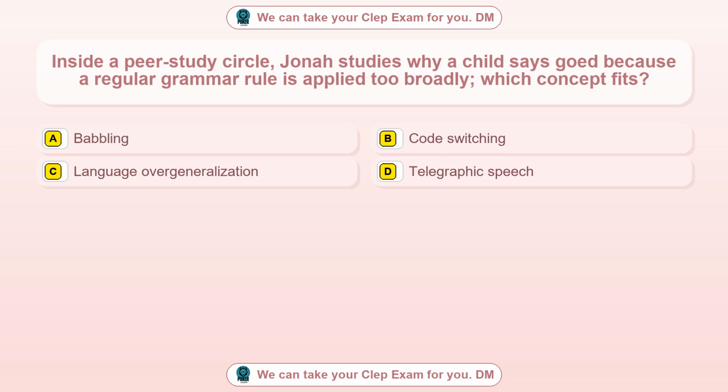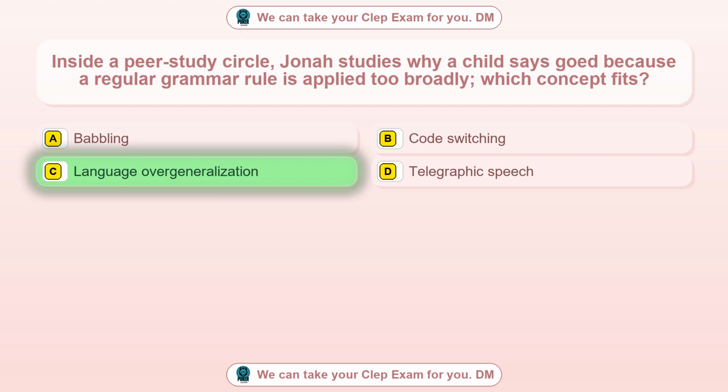Question 86. Inside a peer study circle, Jonah studies why a child says "good" because a regular grammar rule is applied too broadly. Which concept fits? Option A, babbling. Option B, code switching. Option C, language overgeneralization. Option D, telegraphic speech. The correct answer is option C.